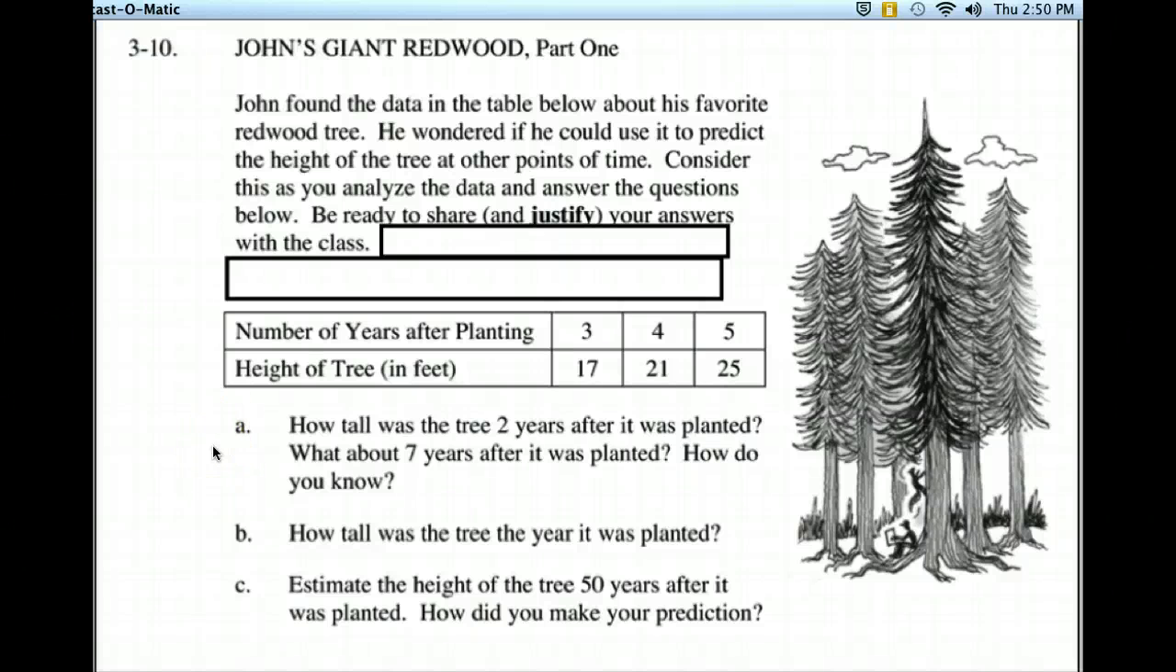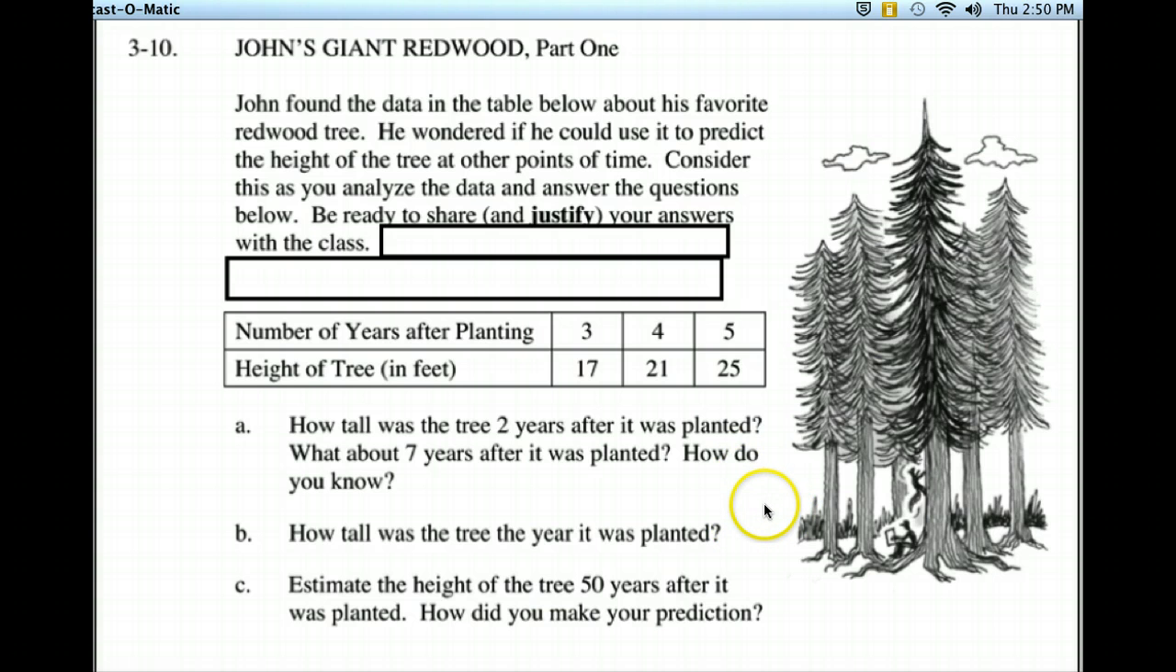Then it says, how tall was the tree 2 years after it was planted? If you notice, the one variable is the number of years after planting. So 3 years after it was planted, it was 17. 4 years after it was planted, it was 21. They want you to predict how tall it was 2 years after it was planted, and then again at 7 years after it was planted, and then explain how you know.